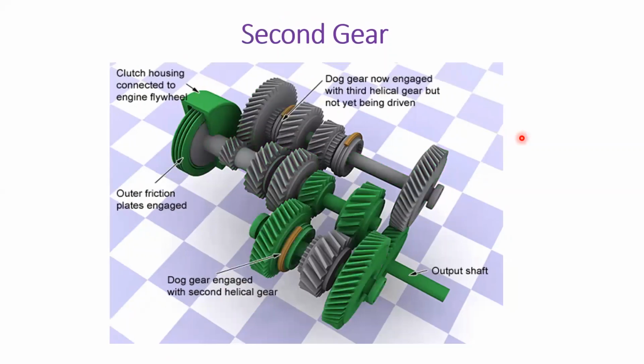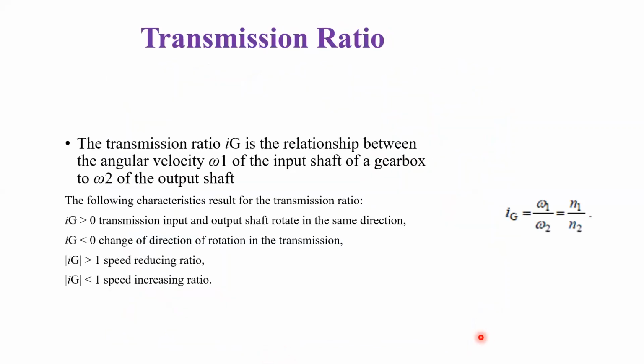And similarly, when it comes to the second gear, the dog gear is going to get engaged with the second helical gear, and correspondingly, if it is third or fourth, accordingly it will get engaged. And again, when it is in either first gear or second gear, the dog gear will get engaged to the next gear, but it will not be in a driven state. And this is all about an overview of the complete gearbox that you have seen.